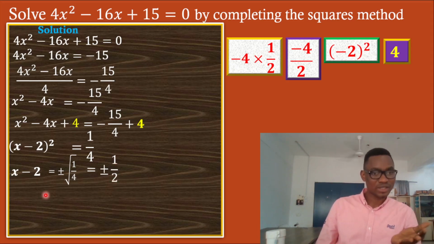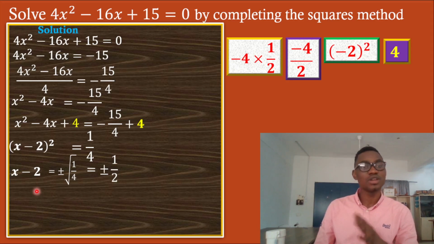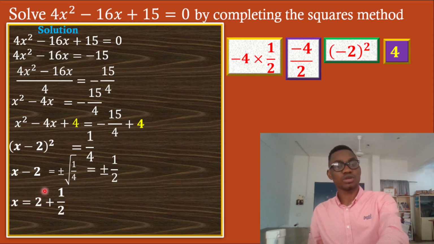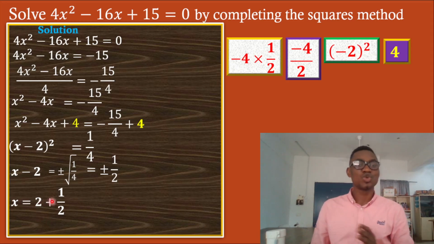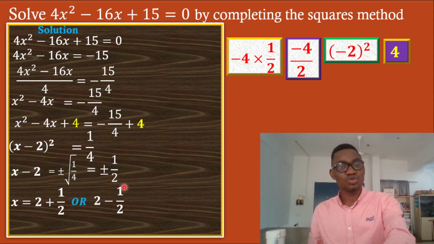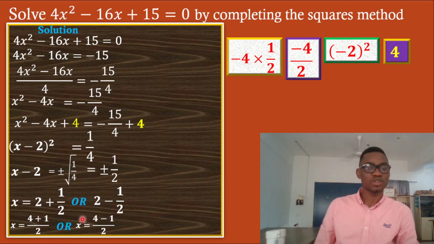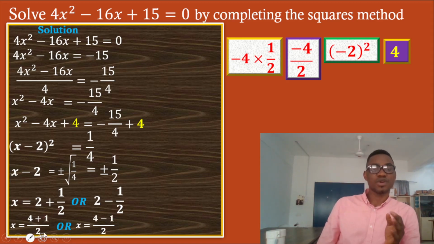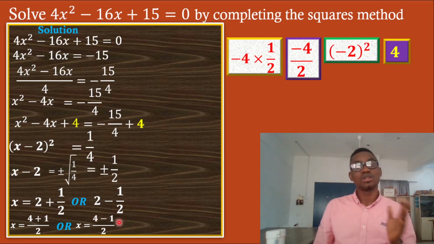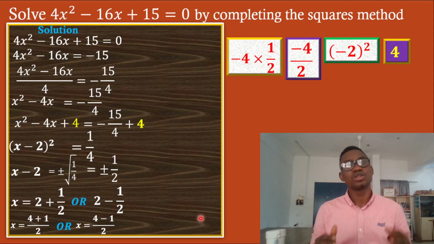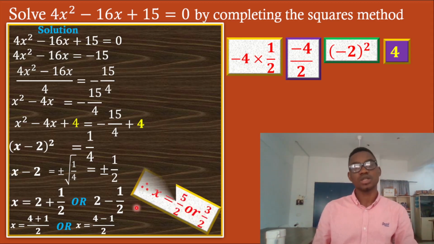We know we are looking for x. We have to make x the subject of the formula. So we have x equals plus 2, plus half. Of course, minus 2 crossing to the right hand side becomes plus 2. So we have 2 plus half, or 2 minus half, and that gives us x equals 4 plus 1 over 2, or x equals 4 minus 1 over 2. 4 plus 1 over 2 is what? 5 over 2. And 4 minus 1 over 2 is what? 3 over 2. Therefore, the solution to this quadratic equation is x equals 5 over 2 or 3 over 2.